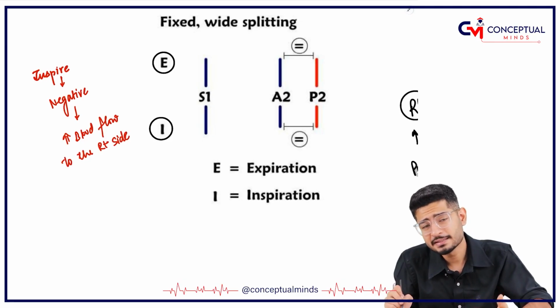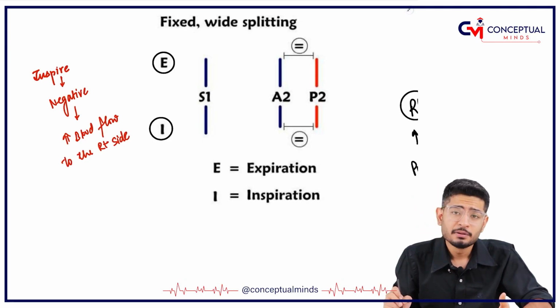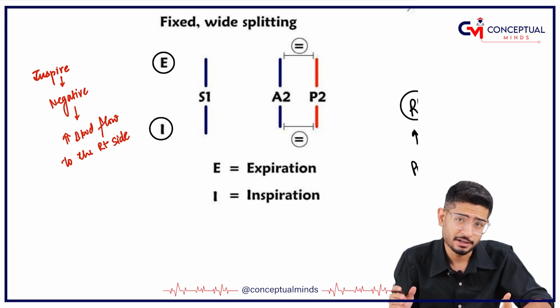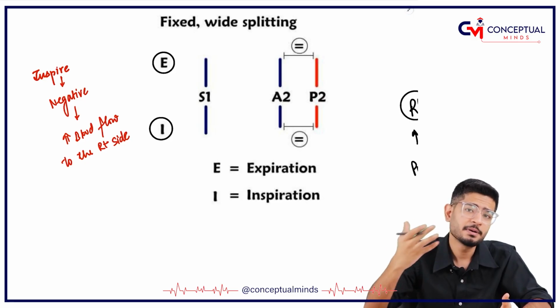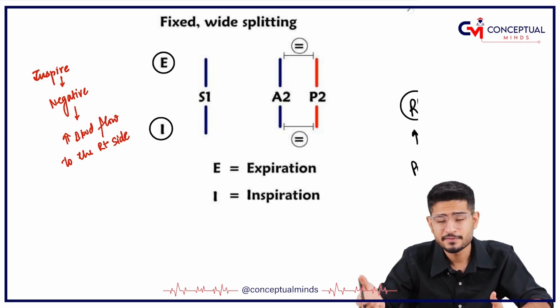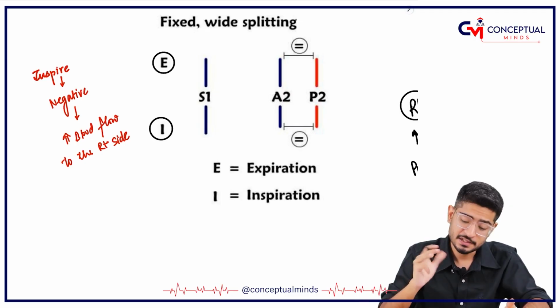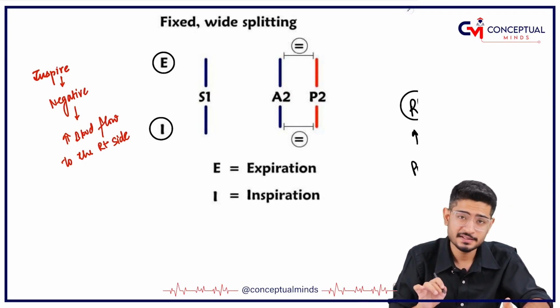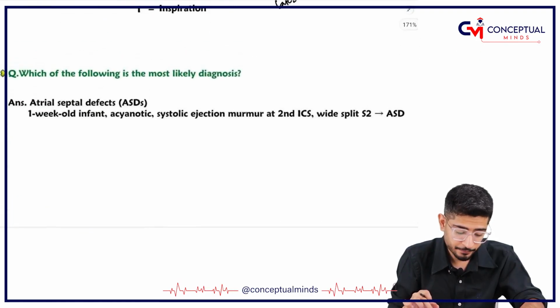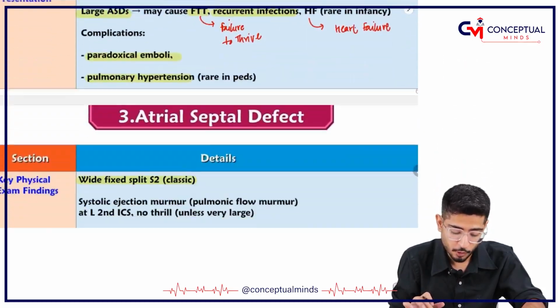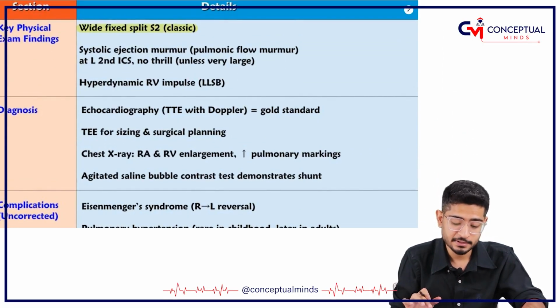But what happens in atrial septal defect? Even if you are increasing the blood on the right side, it is ultimately going on to the left side, and then from the left side it is going to the right side. There is no major change which is going to occur in the split. So that is why this is a fixed split. All right, so now we are well versed with what I mean when I say that it is a wide fixed S2 split.